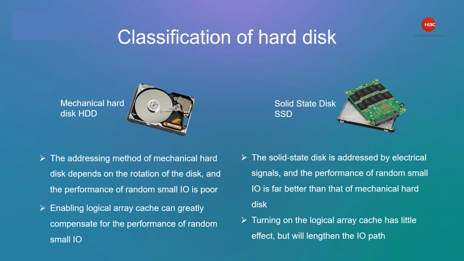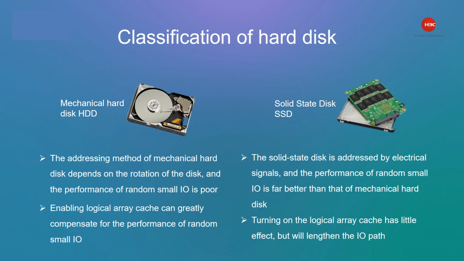According to the type of hard disk media, we can divide hard disks into two types. One is the mechanical hard disk HDD, and the other is the solid-state hard disk SSD. Among them, the mechanical hard disk is composed of a magnetic disk and a mechanical head, and it is addressed by the rotation of the disk. For random small I/O read and write, because the read and write areas are scattered, the addressing time is long and the performance is poor. After the logical array cache is turned on, it can greatly make up for the shortcomings of the mechanical hard disk in random small I/O read and write.